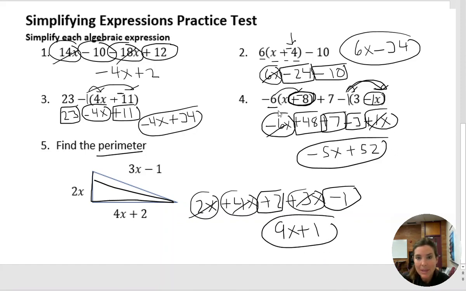Okay, so now at this point, I want you to do the expressions practice test section 1 retest. And then when you're done with that, I'll correct it and go over the answers with you.